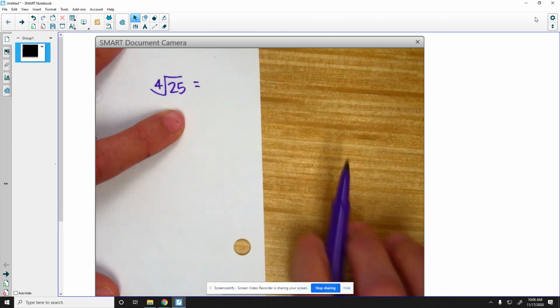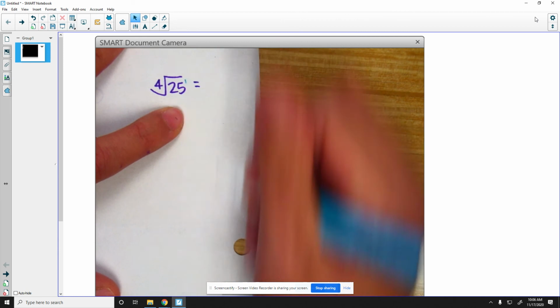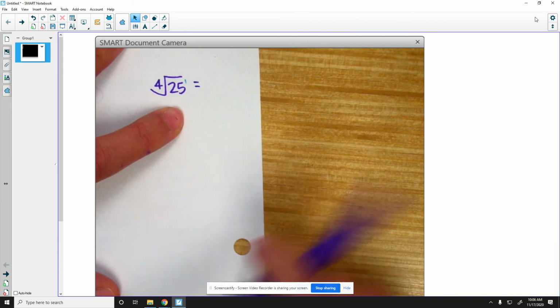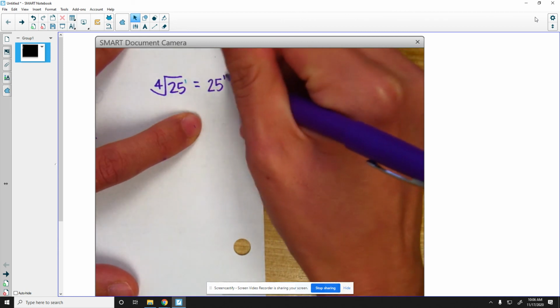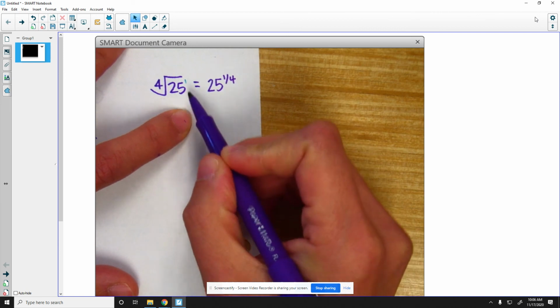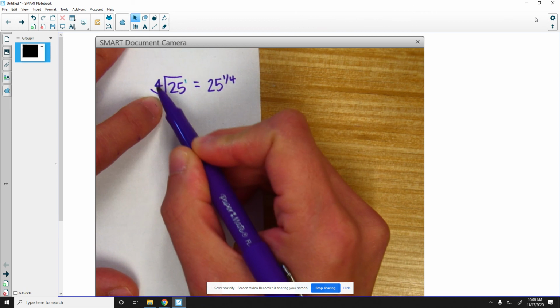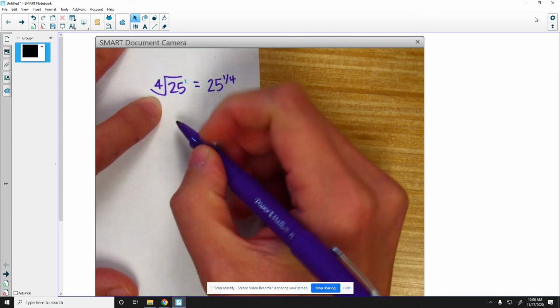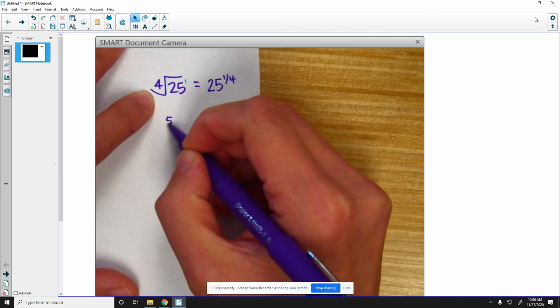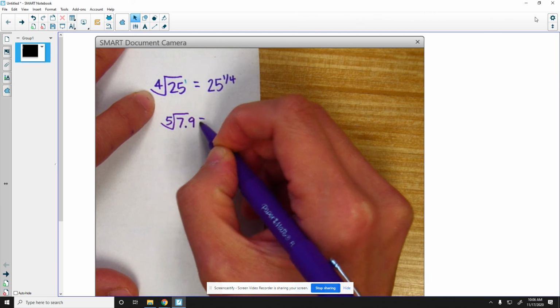This is the same thing as saying, okay, you have 25 to the 1st power, right? So that's going to be 25 to the 1/4. You see how we took that as 25 to the 1st power, and then this is always going to be your denominator. Okay, so the 5th root of 7.9.